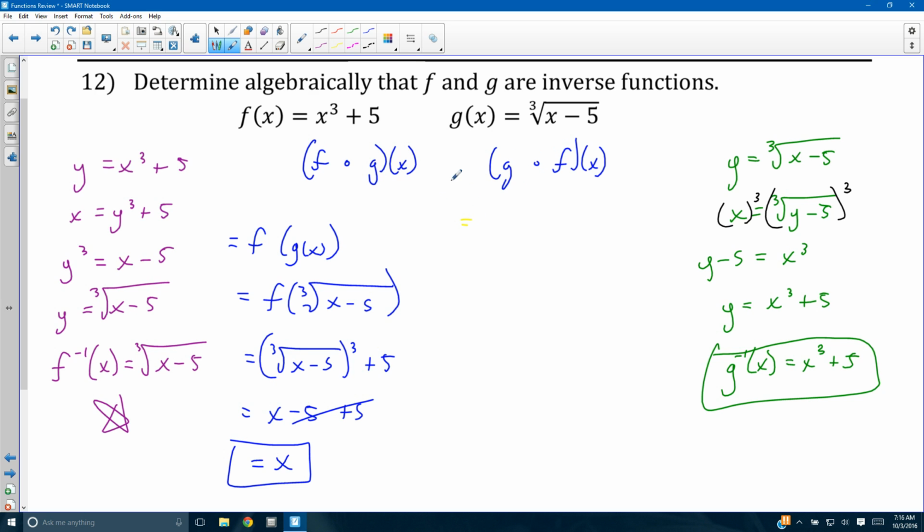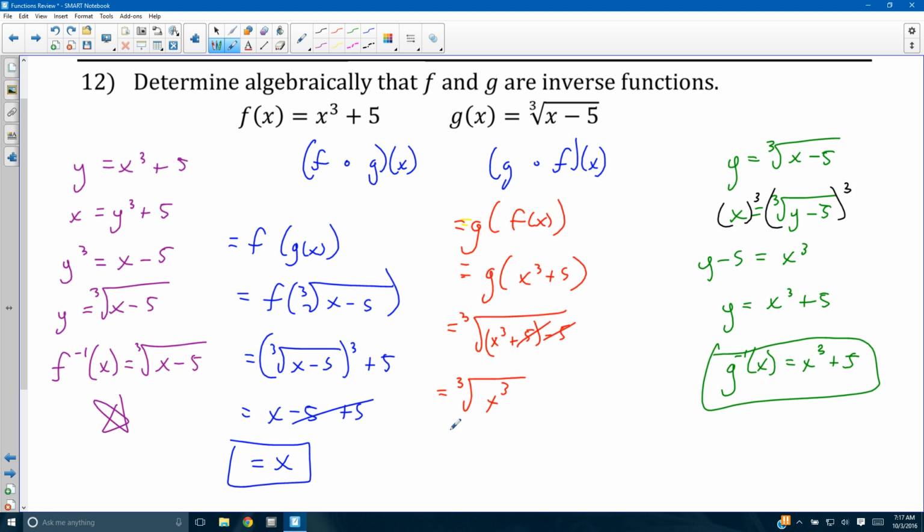G of f of x is also written as g of f of x, which is g of x cubed plus 5, which is the cube root of x cubed plus 5 minus 5. The negative 5 and positive 5 cancel out. You're left with the cube root of x cubed, which is also x. So let me add stars to these things as I wrap this up. 4 different ways to determine that they are inverses.